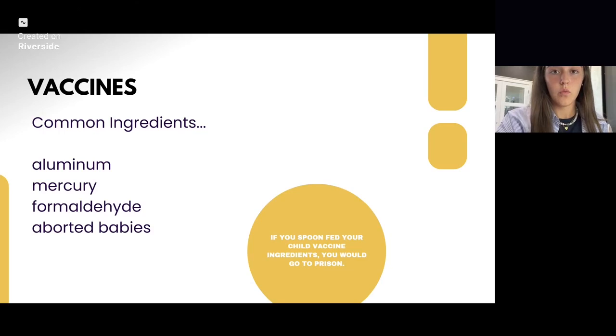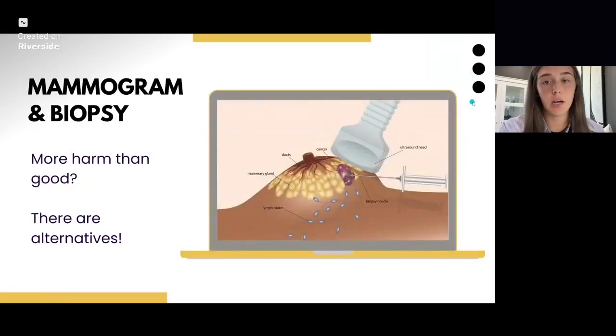So, with that, we will be moving on to the mammogram and biopsy slide, and I am going to pause just for one second so that Jen can hop back in.